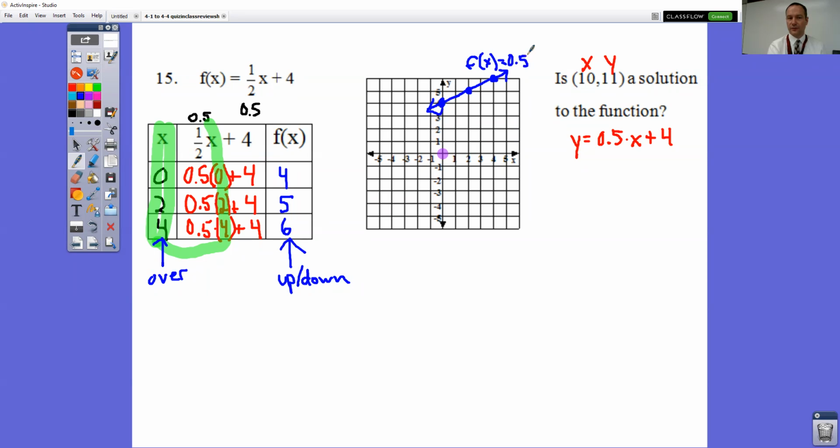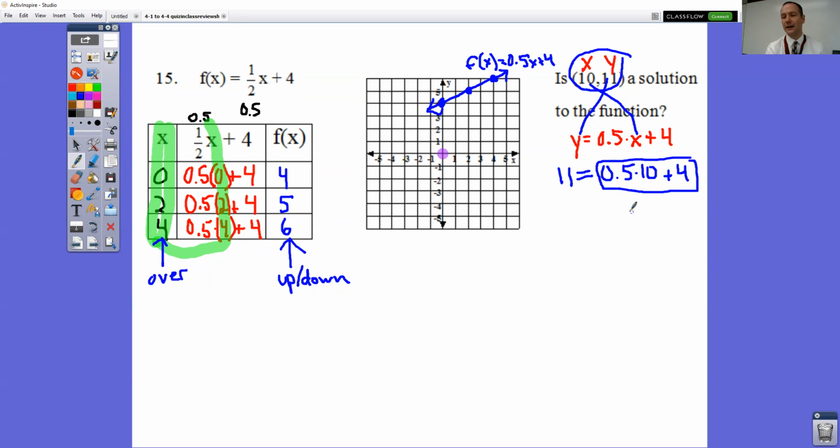So when we go to do the third part, we need to take this 10 and 11 and sub them in. We need to sub the 10 into here for x, and the 11 in for y. So instead of y equals, we have 11 equals. Instead of 0.5 times x, we have 0.5 times 10. You could take this part and type it right into the calculator. 0.5 times 10 plus 4 is 9. Does 11 equal 9? No, it doesn't. Anytime that those two numbers don't match, then your answer is a no.